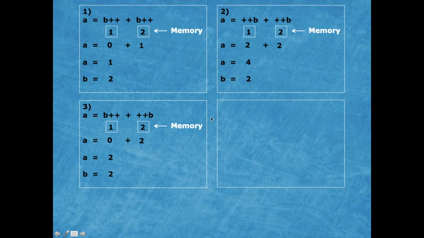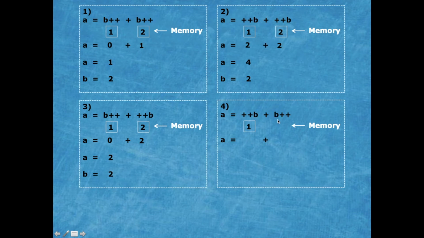Okay. Now let's go to number 4, which is this. Okay. So once again, pre or post? Pre. So if it is pre, first increment in the memory. So in the memory it becomes 1. Because it is pre-increment, don't immediately substitute 1 over here. Wait for some time. Now go over here.